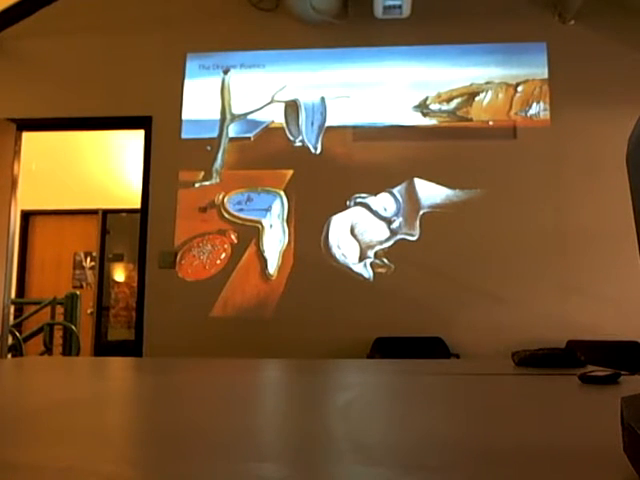A technique they often used was to go into a dreamlike state, or a trance, before they went to sleep. Whatever image came to their mind, that's what they tried to paint or put down on canvas.